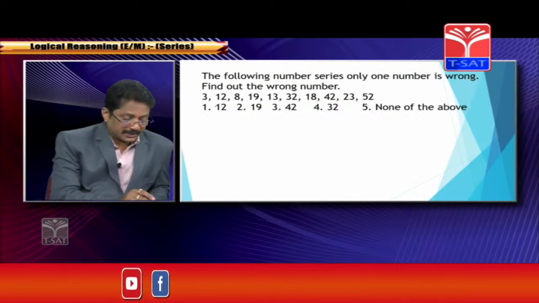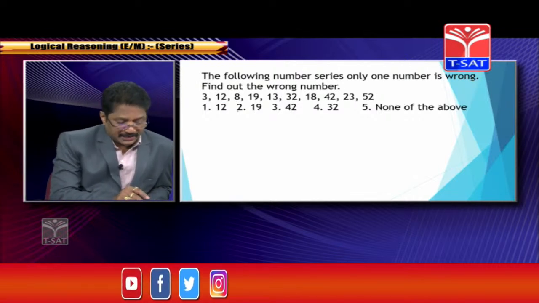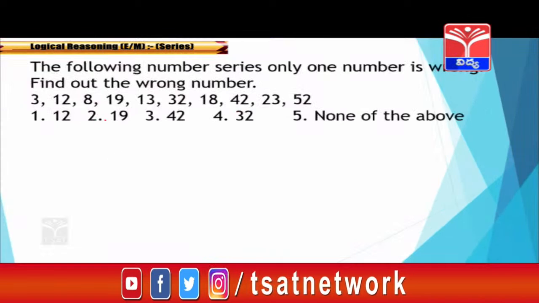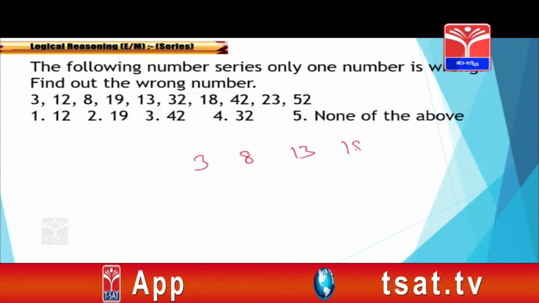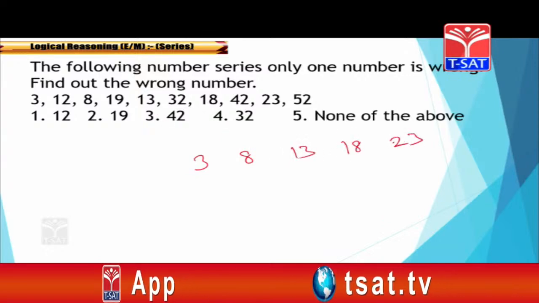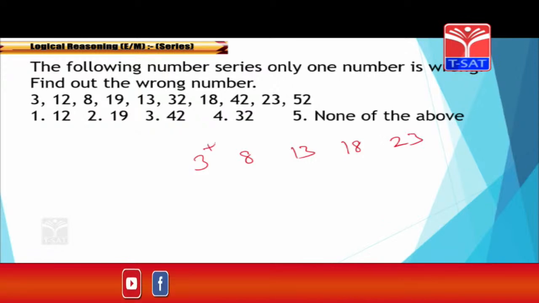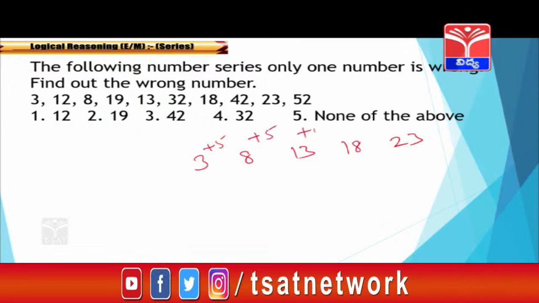So you have to follow it. 3, 12. Again you have to see the series here. I am taking 3, 8, 13, 18, 23. Correct? Alternate numbers. 3 plus 5 is 8. 8 plus 5 is 13. 13 plus 5 is 18. 18 plus 5 is 23. Correct?